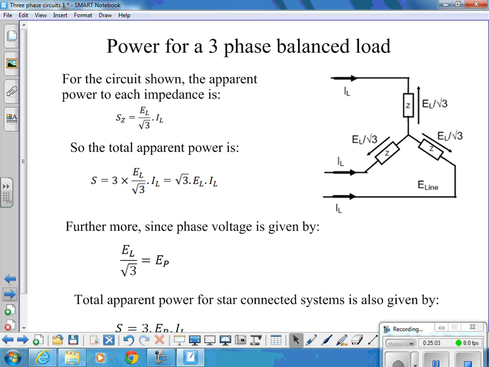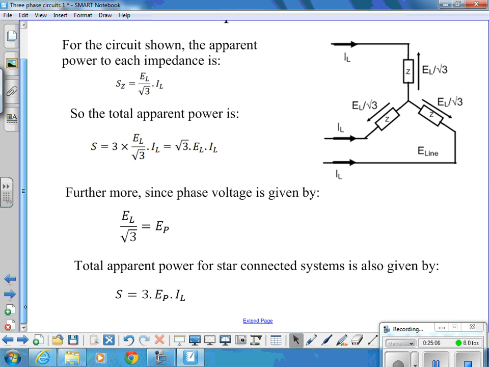Furthermore, since the phase voltage is given by EL over root 3, we can also say the apparent power for a star connected system is 3 times the phase voltage times the line current. It all depends on what you've been given as to whether you use that or that. So that's the star connected system and power.